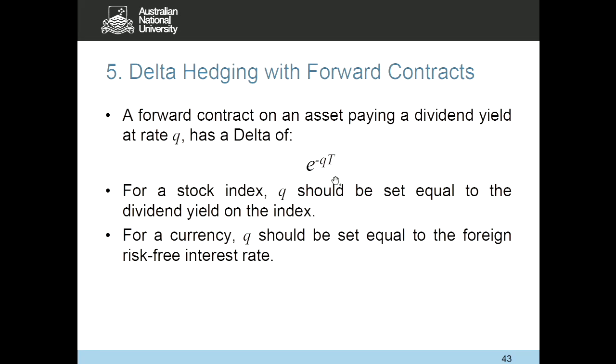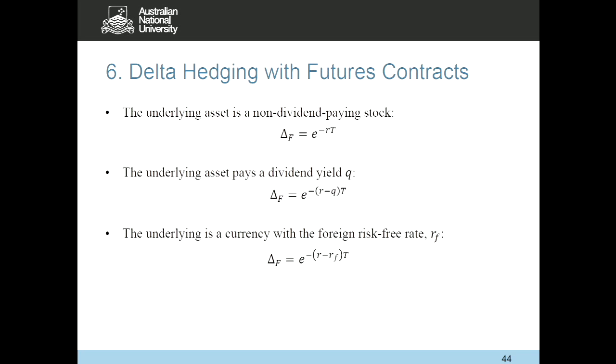If you're dealing with a forward contract written on foreign currencies, then the same thing applies. Basically, you're removing the effect of the foreign risk-free rate from the delta. So that's simply e to the power of minus rf times t, right? So that's the delta with the forward contract. It's quite straightforward. Now, what about the delta on the futures contract?